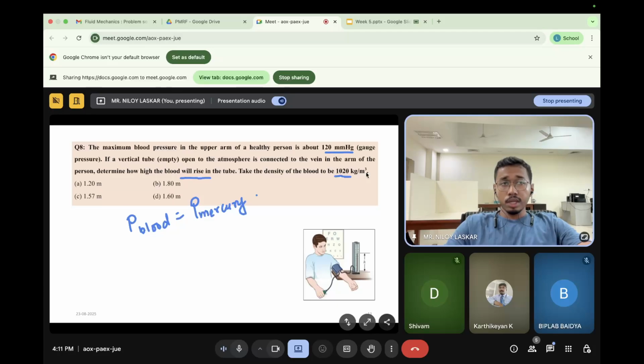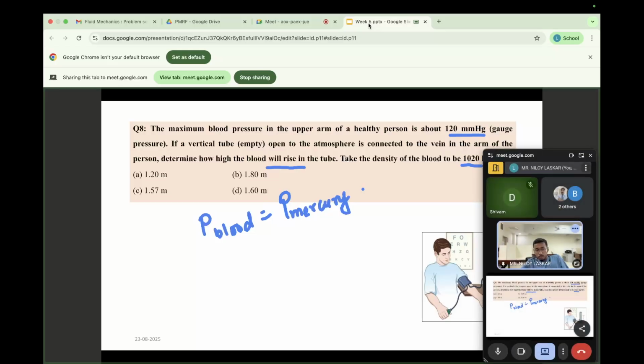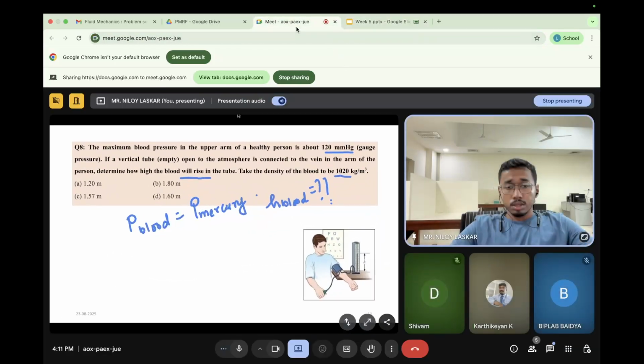For this mercury, H is given, that is 120 mm. So you can find the pressure of this mercury, right? Similarly, you can find out the blood pressure because the density of the blood is given. You need to find H of blood. What you need to find? You need to find H of blood. I am giving you 1 minute time.